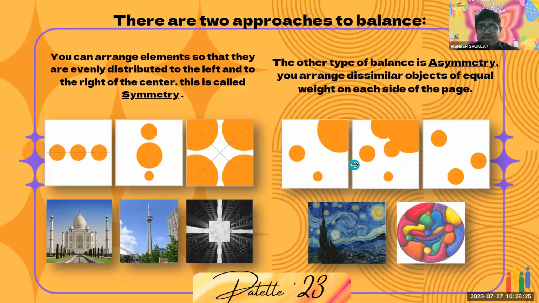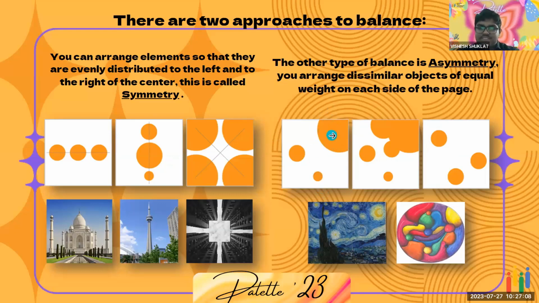Then there is asymmetrical balance on the other side, where you arrange dissimilar objects, different objects of equal or maybe different weightages on either side of the page. Now, asymmetrical balance, although maybe not feeling right, is actually used in posters, and it makes the person feel appealed by the poster, making it really different from others. As you can see in the three different examples, there are circles with different sizes on either side of the page.